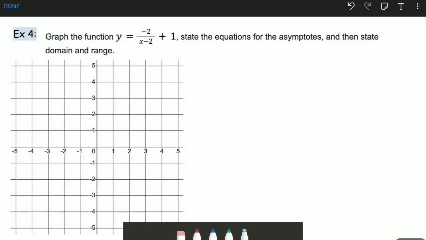Okay, in this example, we're going to graph the function y equals -2 over x minus 2, and we have off to the side the plus 1. We're going to also state the equations for the asymptotes, and then state the domain and range. So going through this, I'm going to use the same rules I usually use. Inside affects x and opposite for transformations, and outside affects the y values, and in the same way.